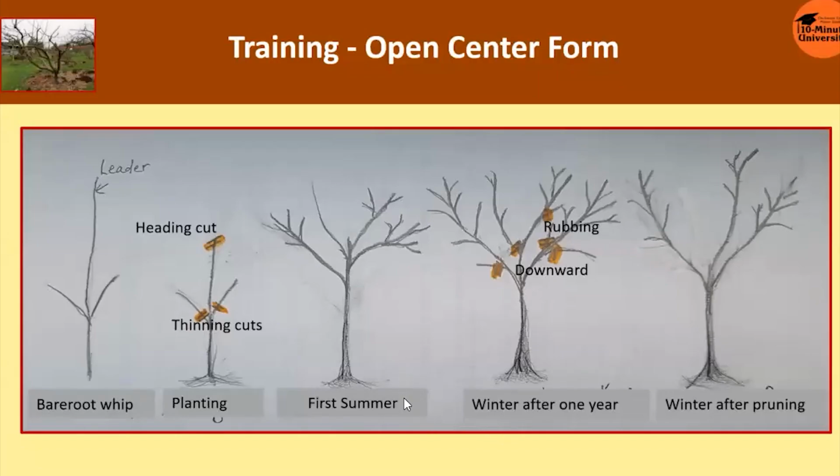In response to that heading cut, the first summer, you're likely to have a tree looking like this with 3 to 4 branches. And you can tip them off lightly to encourage branching. And then the first winter, after a season of growth, you can come back and check for any branches that are facing down or growing toward the center of the plant or rubbing against each other and remove them. And that would leave you a tree with a good scaffold or main fruiting branches.